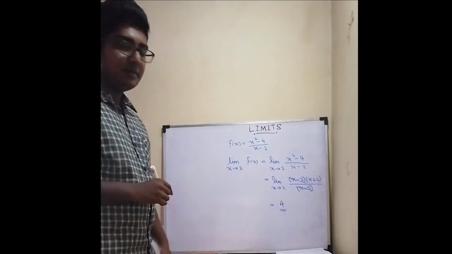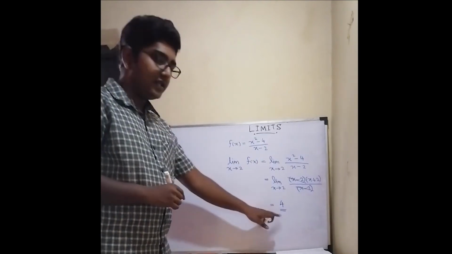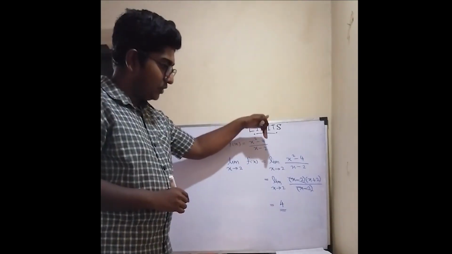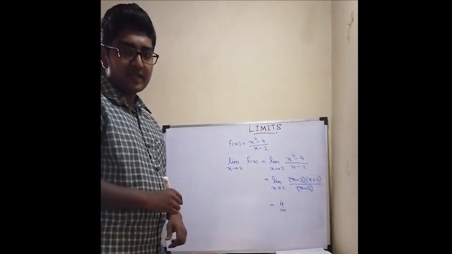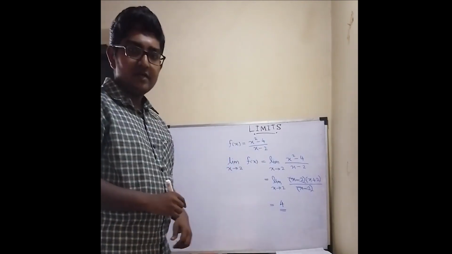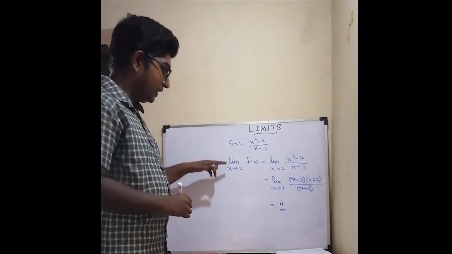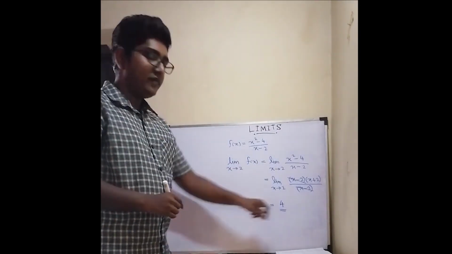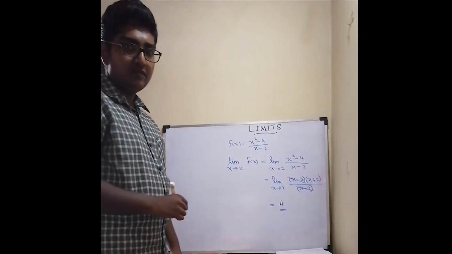Can you remember in the table which I filled, we got an answer that was going to 4. From the negative side and also from the positive side, it went towards 4. So when x tends to 2, we have an answer for the function, it is 4.